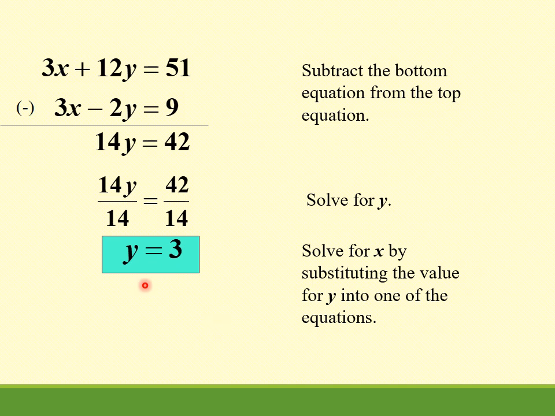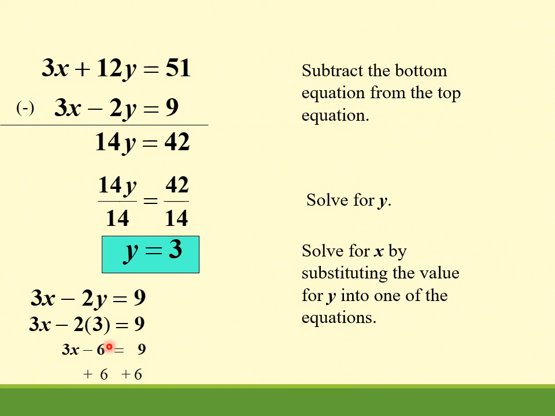So how do we solve for x? We take this value here and we substitute it into one of the equations. So we take the first equation, which was 3x minus 2y is equal to 9. So we are going to take 3 and plug it in place of y. If we plug it in place of y, you just have to multiply, and you have 3x minus 6 is equal to 9.